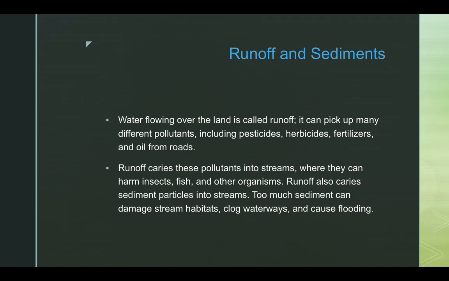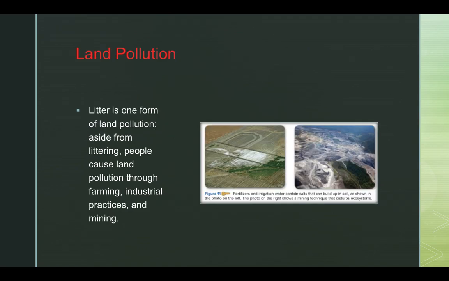Land pollution. We're on page 551. This is the last page. Litter is one form of land pollution. Aside from littering, people cause land pollution through farming, industrial practice, and mining. So there's one thing that we can definitely prevent, and that is us littering. I cannot stand to see people going down the road and throwing trash out the window. Don't be that person. That is just uncalled for.